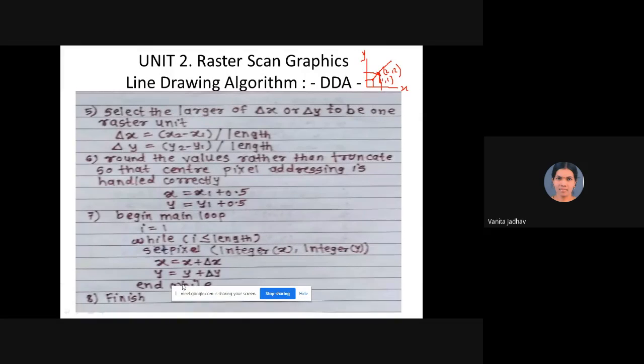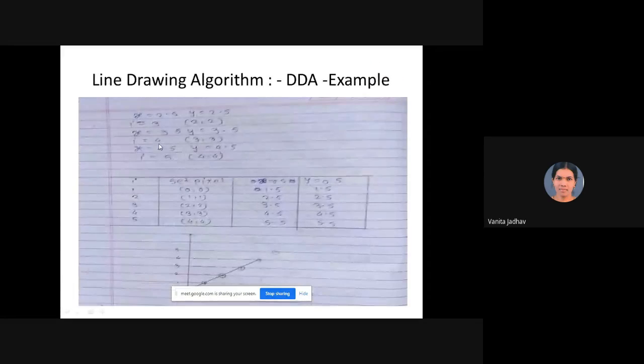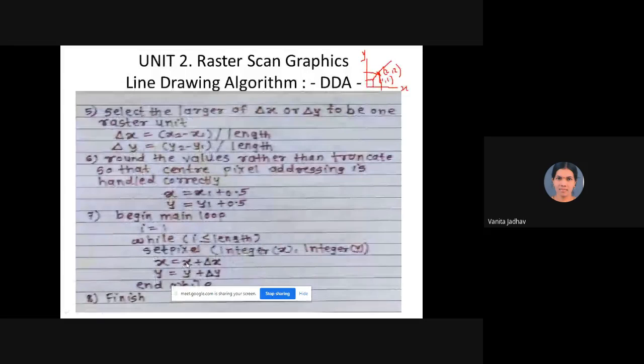And again we are trying to end the while loop, but the value of I is still less than 5. So the value of I will now be 4. So I is equal to 4, and I'm trying to plot the value 3, 3. That is integer of 3.5, integer of 3.5. So the rounded figure will be 3, 3. Again, I will increment x and y. So 3.5 plus 1, 3.5 plus 1, it will be 4.5.